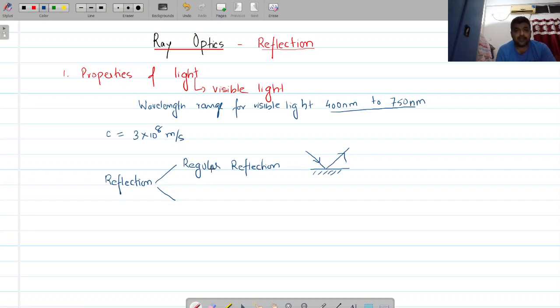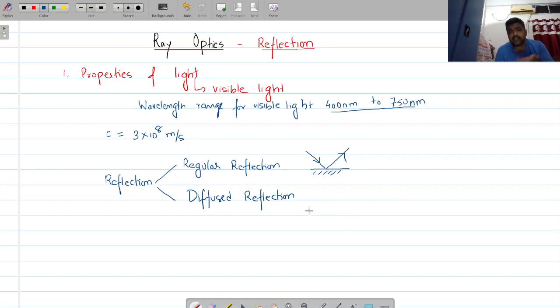Image is formed. But see, light is also reflected from this paper, but we can't see our image on the paper. Similarly, light is also reflected from the wall, but can we see our image on the wall? We can't see. So reflection is taking place there also, but we are not able to see the image because that reflection is called diffused reflection.